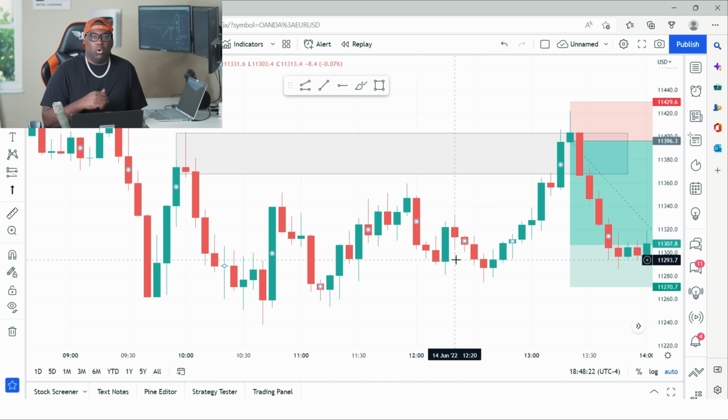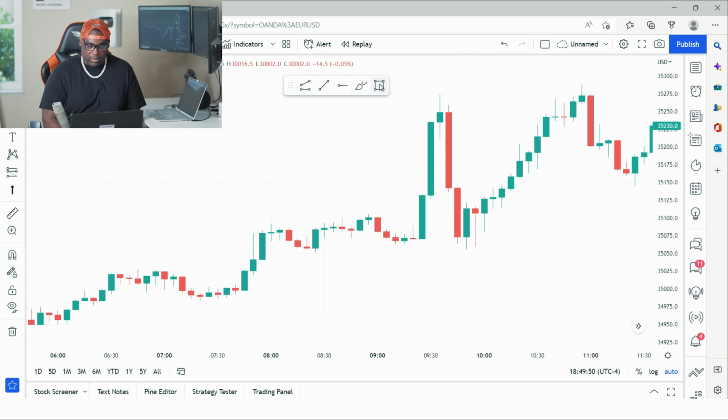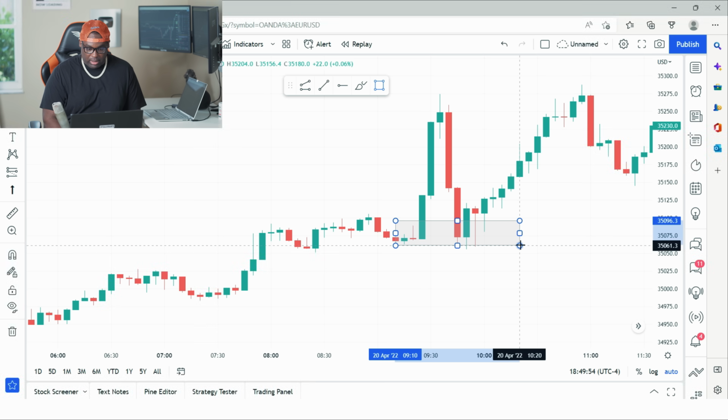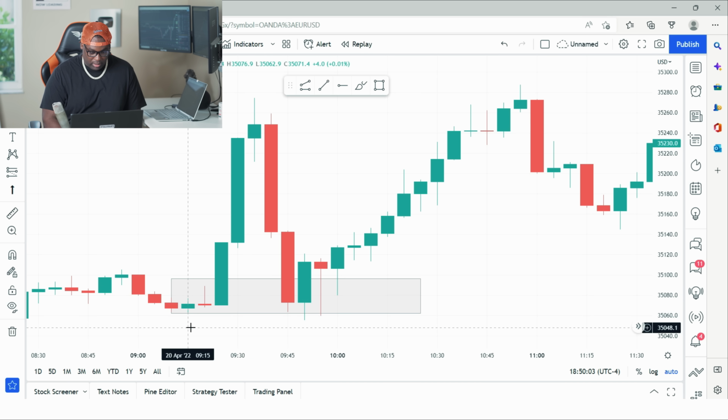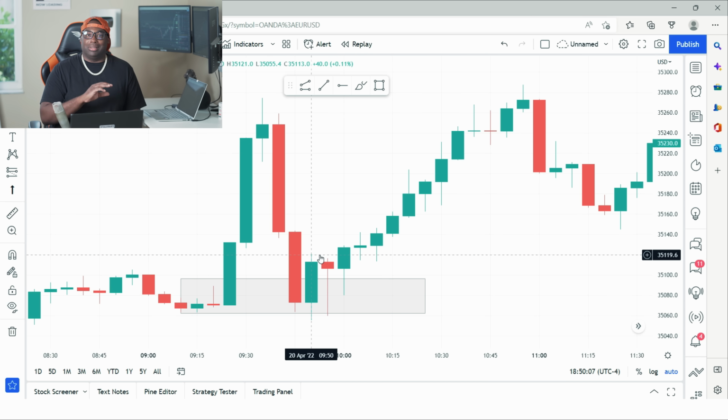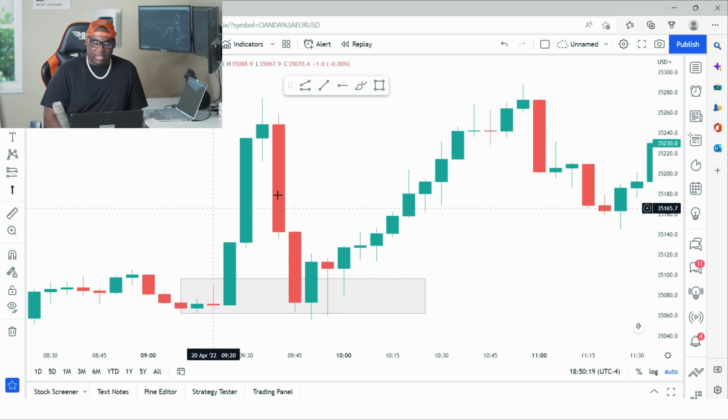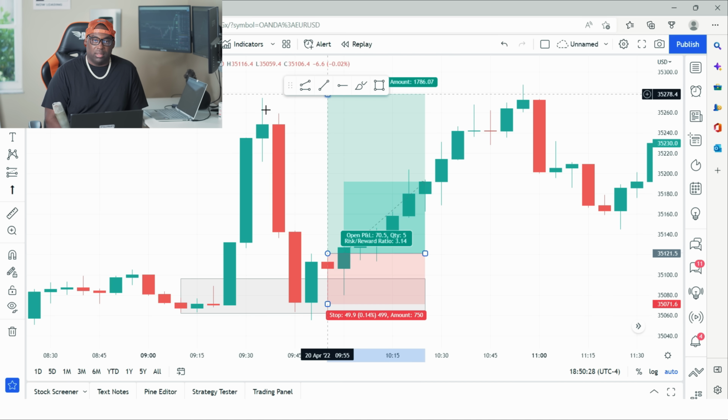So let me show you guys one more example. Okay, guys, so here's another example right here. We have a demand zone right here, guys, all right? And let me zoom in so you guys can see. Notice how it broke it a little bit, right? It broke the zone a little bit and then popped back up. To me, the zone is still intact, and I will still take a trade and look for my profits to the upside, all right? So let's go to the fifth one, guys.